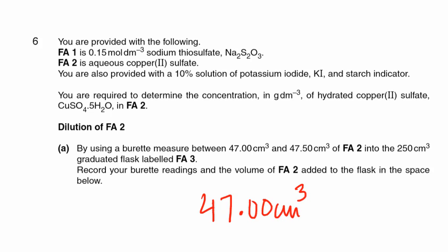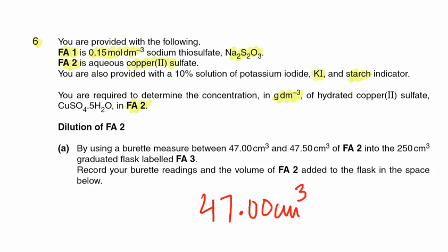Doing question number 6 now for the same worksheet. Well, this is involving FA1, which is a given concentration of sodium thiosulfate. FA2 is the unknown, which is copper sulfate. And you are provided with KI and starch as indicators. You are to find out the grams per dm cube of FA2.